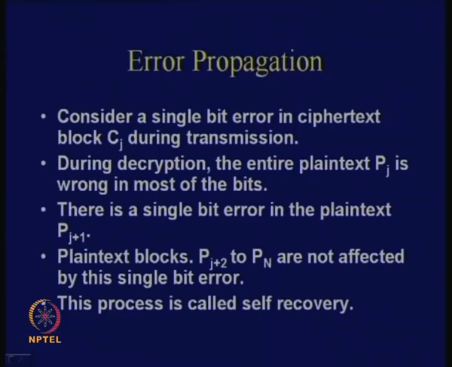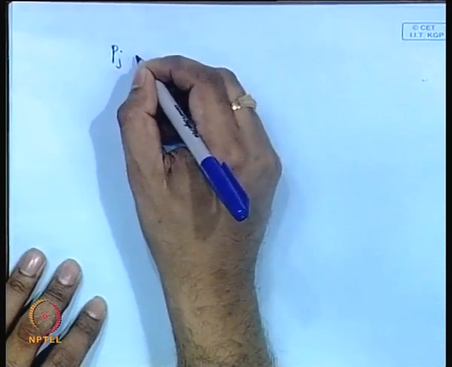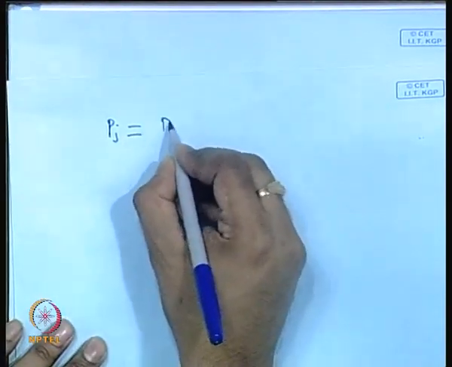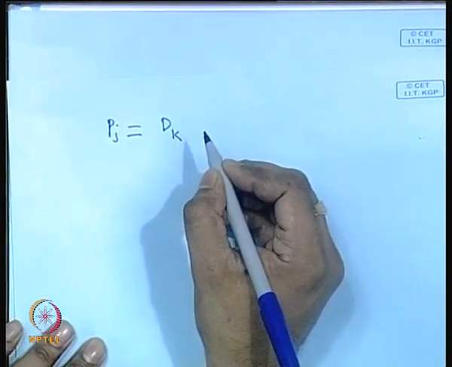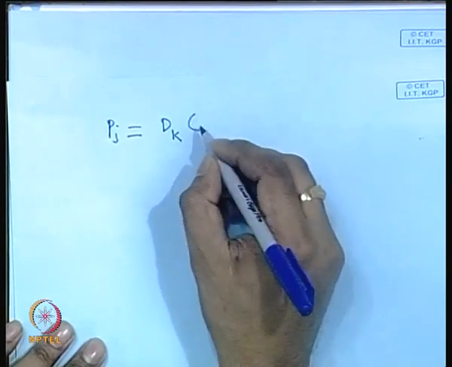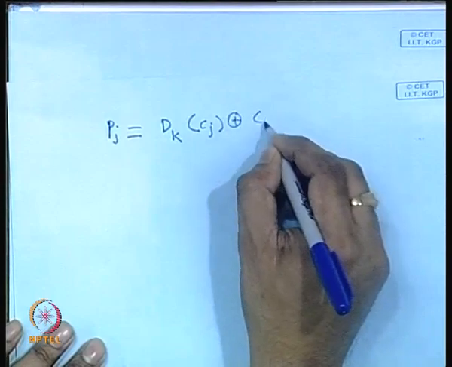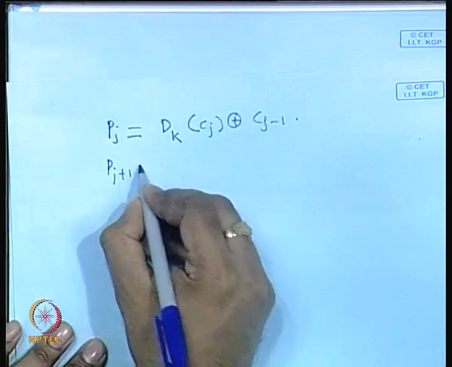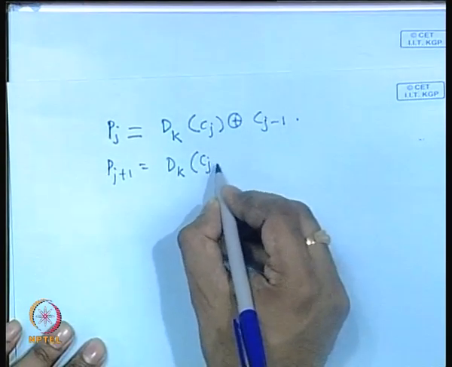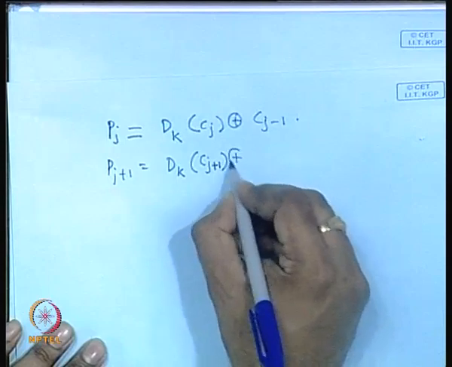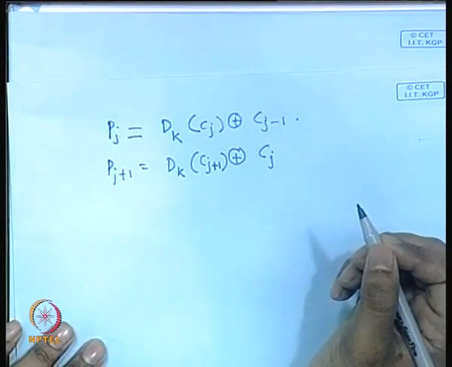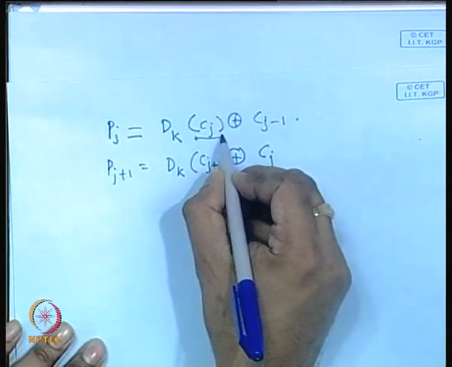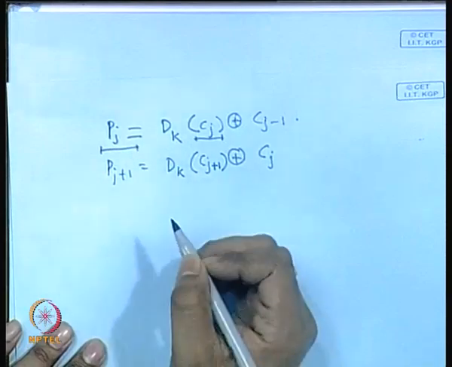If you see your PJ function, how can you write it? You can write PJ as Dk of the corresponding value of Cj, XORed with Cj minus 1. How can you write Pj plus 1? It is equal to Dk of Cj plus 1, XORed with Cj. Now imagine that there is a 1 bit error in Cj. Immediately, lots of bits of Pj get corrupted.